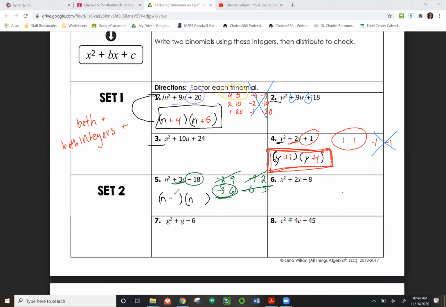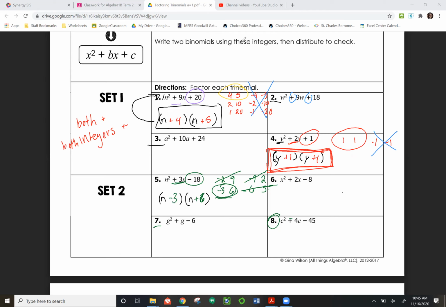So if you always get a little tripped up with those adding and subtracting negatives, take your calculator out, okay? All right, so if you distribute and simplify, you will end up getting that original expression, okay? I will do number 8, okay? And I'm gonna leave number 6 and 7 for you guys to do.